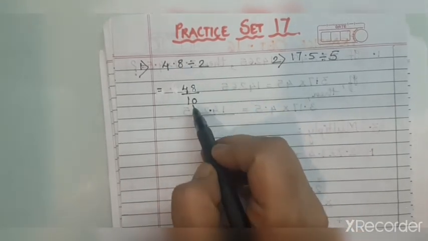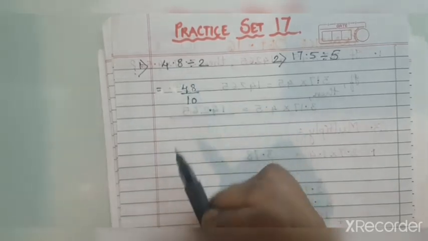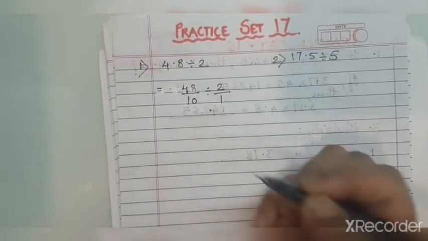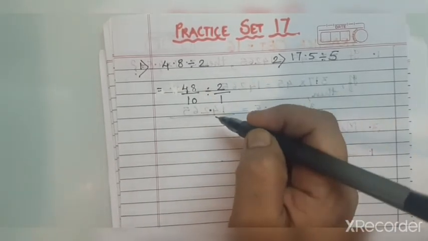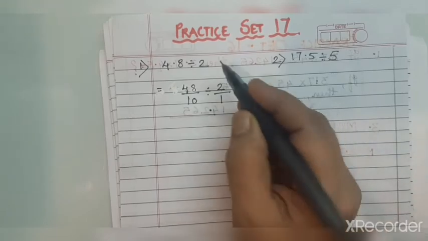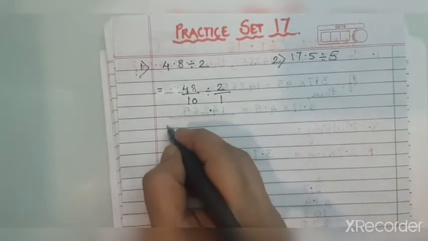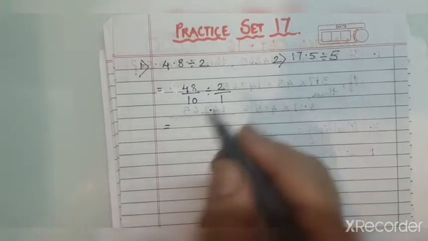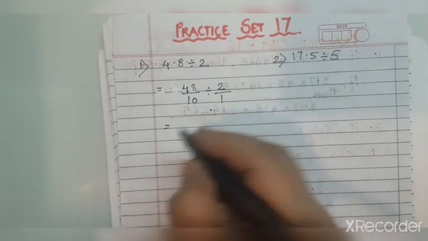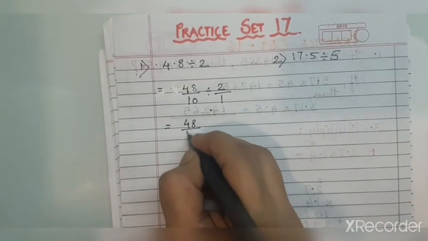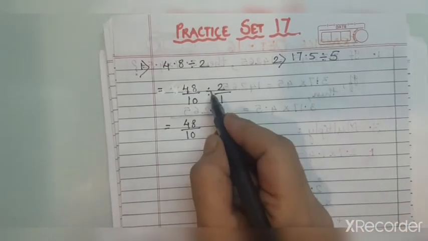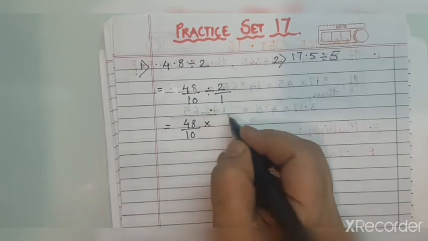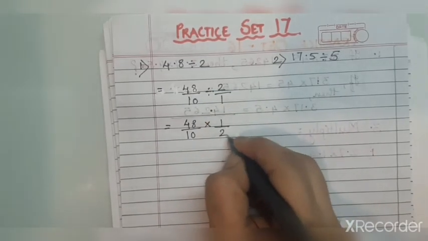That is one decimal place. So 10 we have put down and 4.8 we have written as 48. Now divided by 2. Now 2 means 2 upon 1. Okay, it doesn't have a denominator. So the denominator is 1 actually because it's a whole number. Now our next step will be to convert this division into multiplication. Okay, so we write the multiplicative inverse. So 48 upon 10. This also we have studied earlier that division is converted to multiplication and we write the reciprocal of 2 upon 1 which is 1 upon 2.